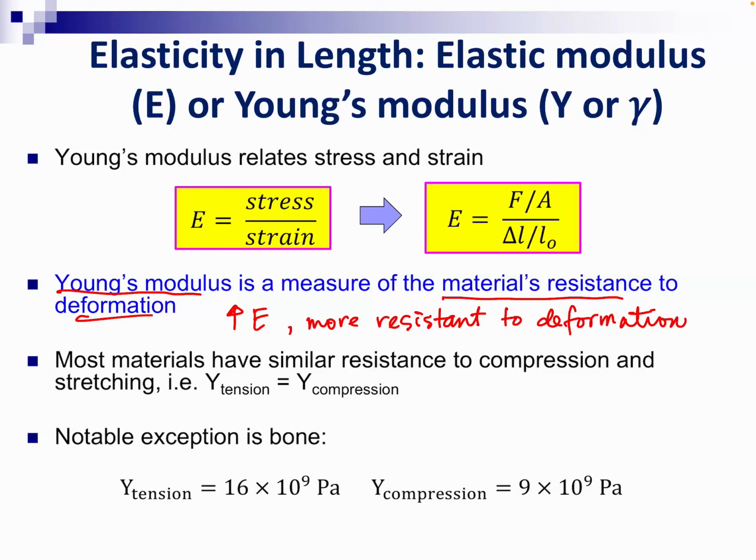Yeah, I heard compress, yeah. Elastic modulus tells you how resistant the object is to deformation. Therefore, a smaller Young's modulus value means it's easier to compress the bone rather than to stretch it.